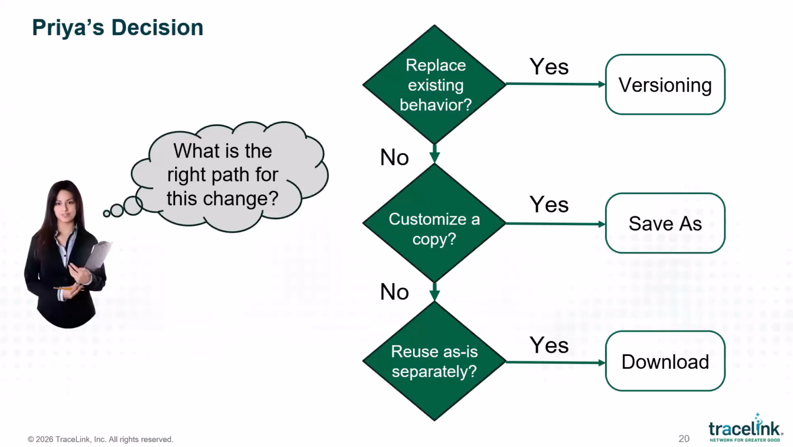Now that we understand versioning, Save As, and download, let's see how Priya decides which option to use. As a solution evolves, she asks one simple question: what is the right path for this change? If the update belongs to the same solution and replaces prior behavior, she uses versioning.